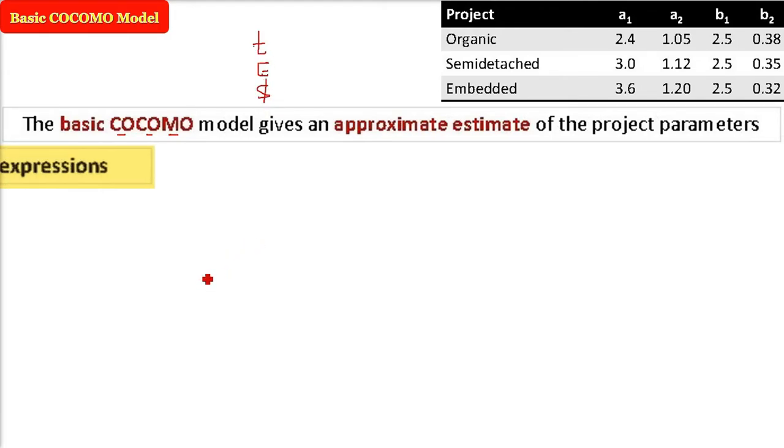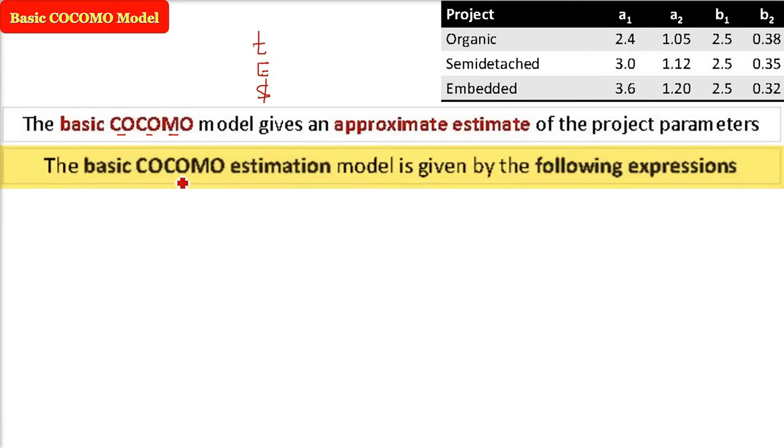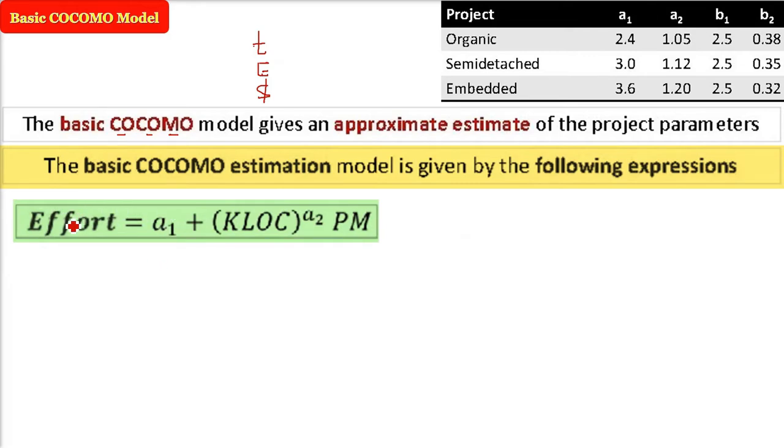In the basic COCOMO estimation model, there is an expression, and this expression has empirically been suggested. Effort is A1 times KLOC, kilo lines of code, to the power A2. This will come in person-months. Always remember, the unit of effort is person-month: one person, one month, how much work.